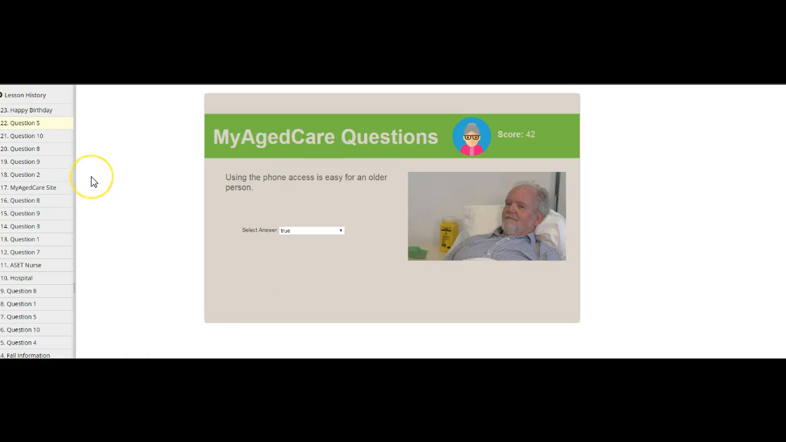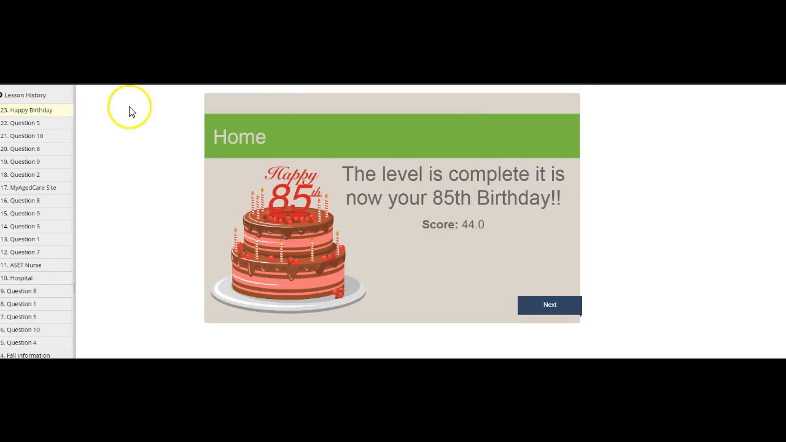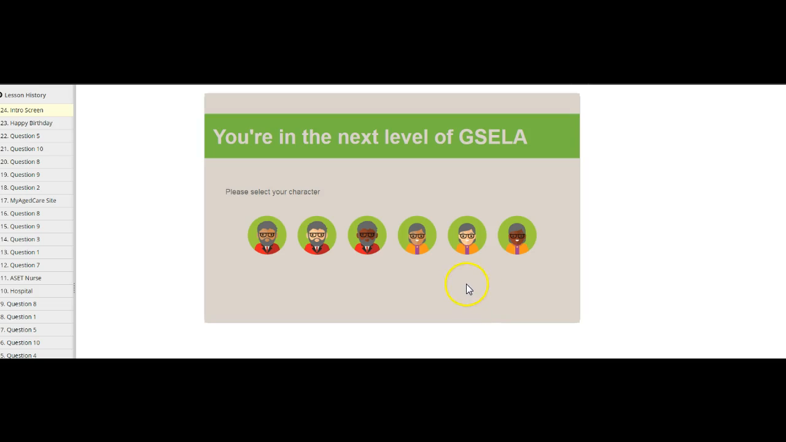Okay, as you can see, after completing the final question, my score is on 42. And the whole gamification idea of this is that after starting at 100, now I am 85. And the further you go through the game, the younger you get. And you can see here, not only did I get younger, but I also look younger, and I can change as I go through.